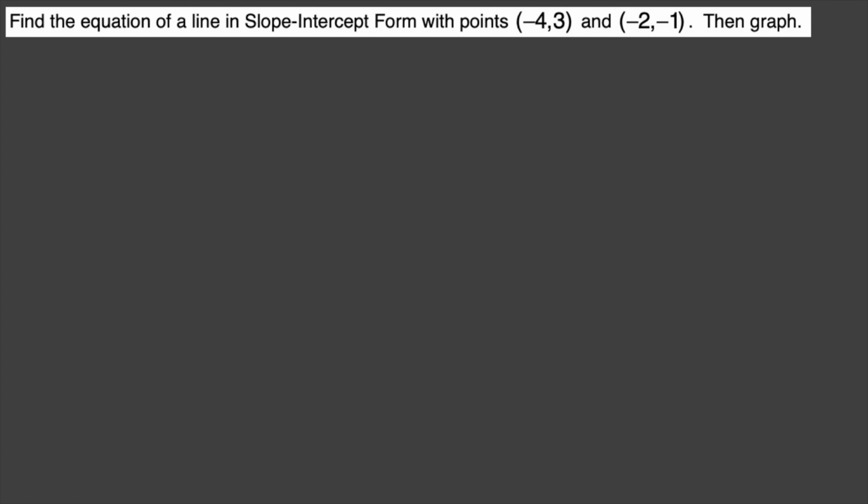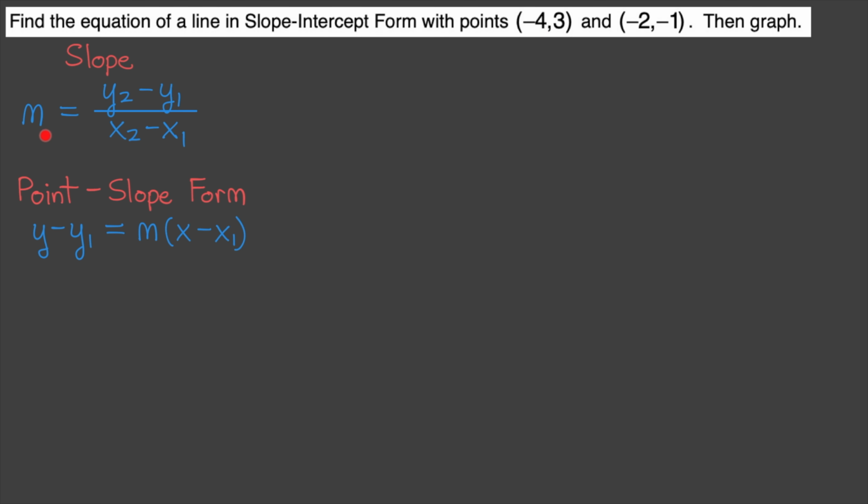This question says, find the equation of a line in slope-intercept form with points (-4, 3) and (-2, -1), then graph. So we are given 2 points here. The first thing we can find is the slope. So we're going to label these. Now let's write down our slope equation. Our slope equation is m equals y2 minus y1 over x2 minus x1.